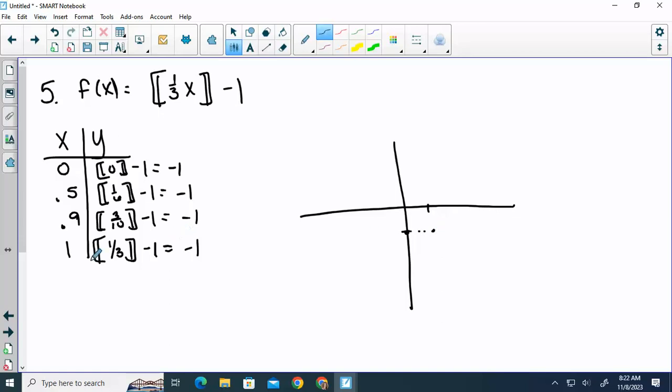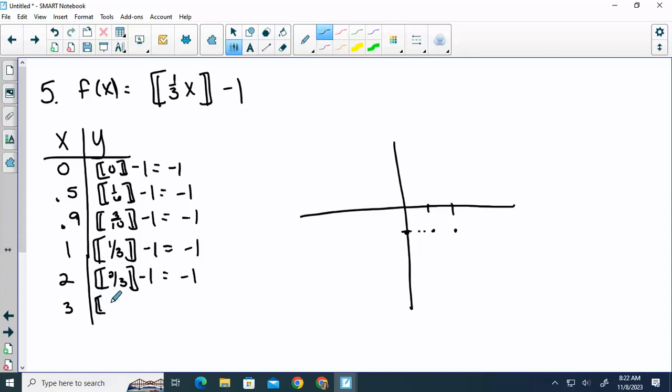Let's go ahead and plug in like a 2. So 1/3 times 2, greatest integer of 2/3 is 0 minus 1. So even at 2, I'm still down here. What should I plug in next? I put in 3.